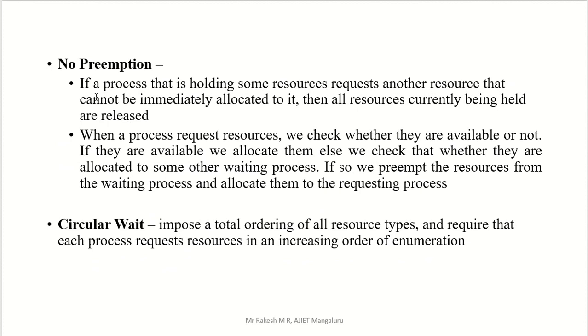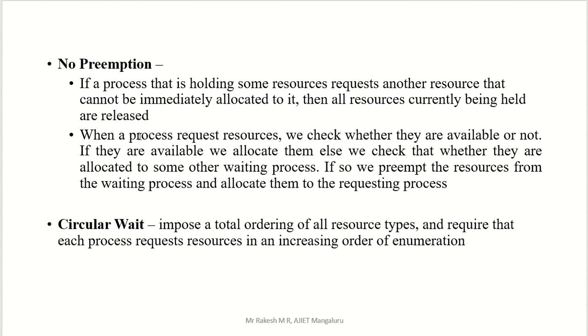The third method is no preemption. No preemption means, as we already told, we are going to allow one process to complete its execution. Once that process is completed, then only we go for the second process. The preemption concept is: if a process that is holding some resource requests another resource that cannot be immediately allocated to it, then all the resources currently being held are released. I think you got this sentence. That's why I am going to the next one. This is in detail. You can see this.